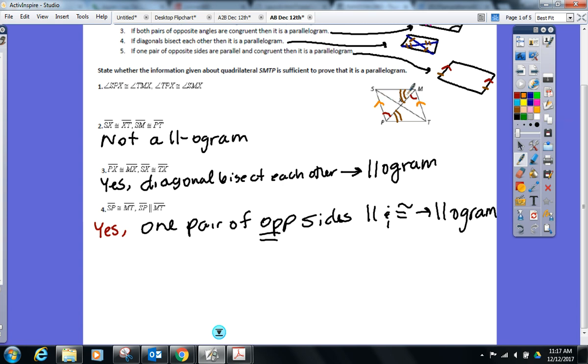Okay, wait. What about the brown angles now? Those are what type of angles? Alternate interior. They're congruent, meaning the lines are parallel. Is this now a parallelogram? Yes. Why? Because opposite sides parallel imply a parallelogram. So watch out for that again.